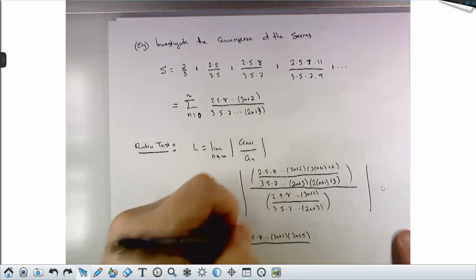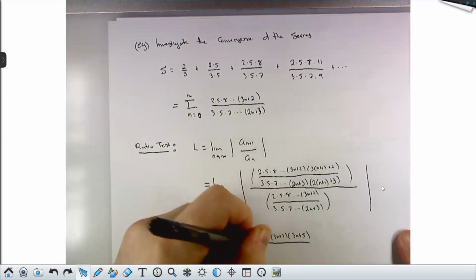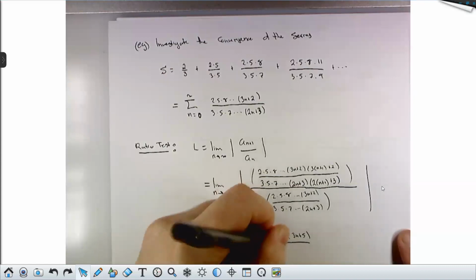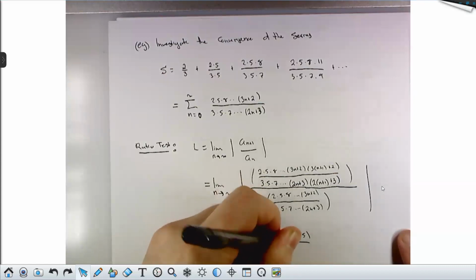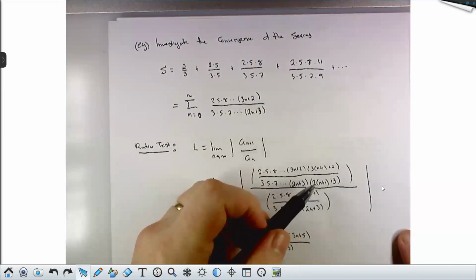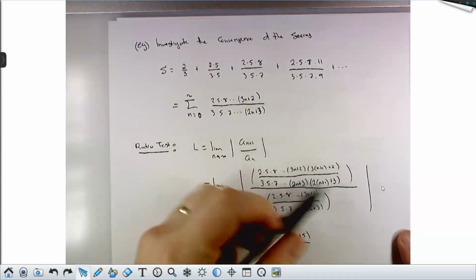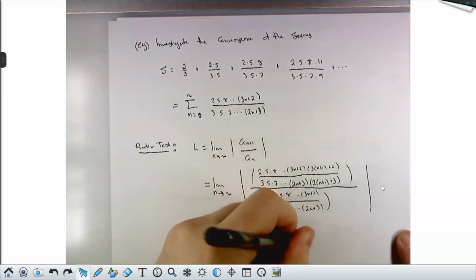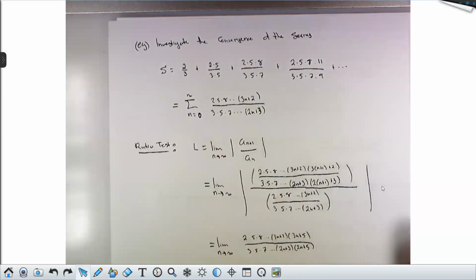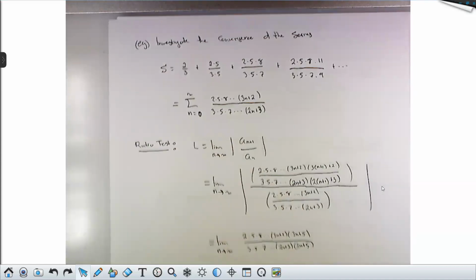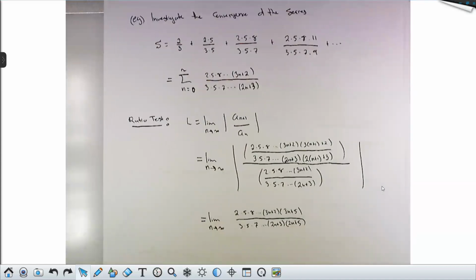Same sort of thing going on downstairs here. I've got 3 times 5 times 7 out to 2n plus 3. And then this is going to be 2n plus 5, right? 2n plus 2 plus 3 is 2n plus 5. And it's those terms, it turns out, that are going to really matter here.